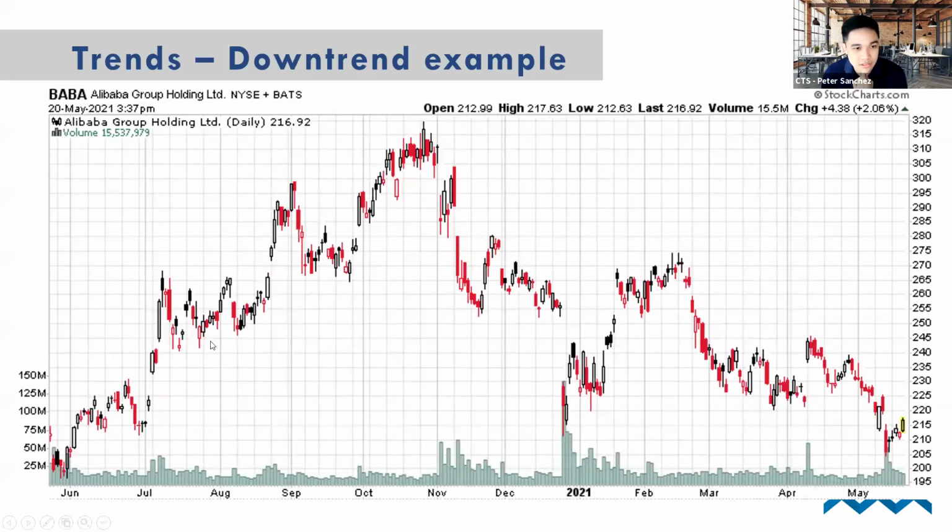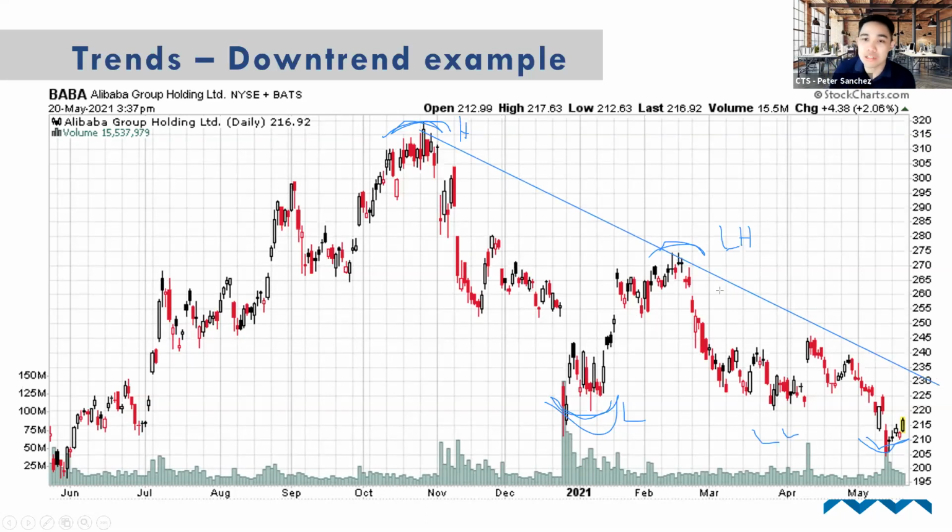Next, again, same rin sa Alibaba. Nung starting November, we have a high, a low, lower high, and a lower low. Sorry sa drawing ko, medyo hirap sa mouse. Okay, and yeah, same. So starting November until mid 2021, we could say that Alibaba was on a downtrend.